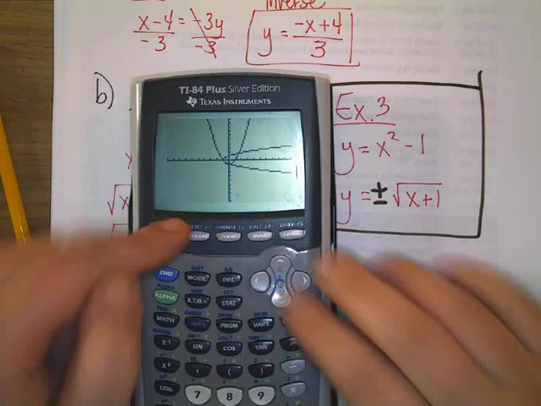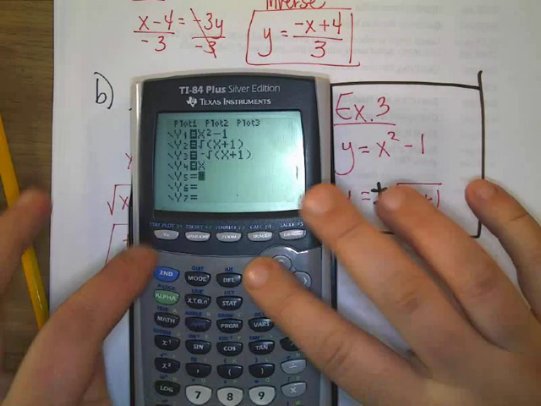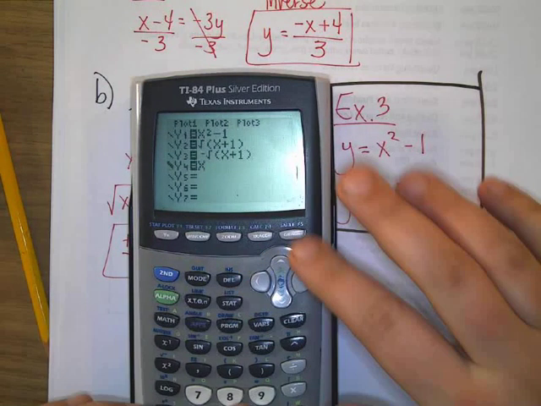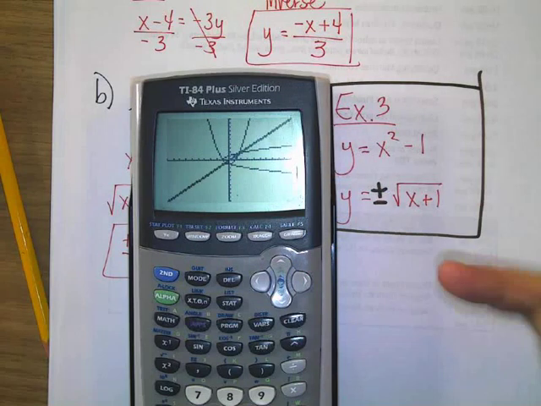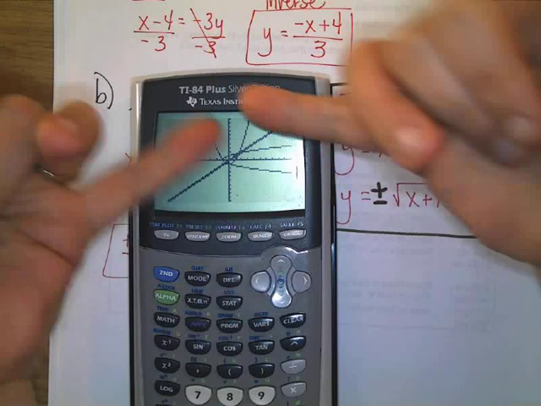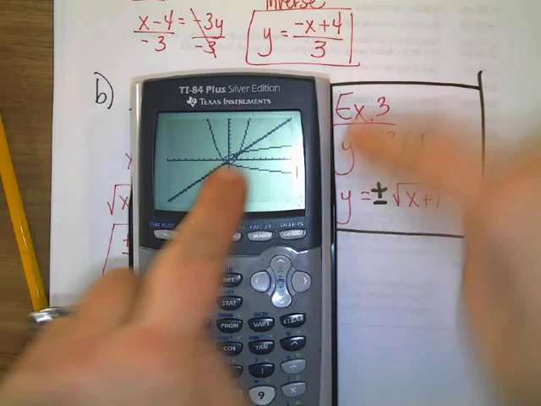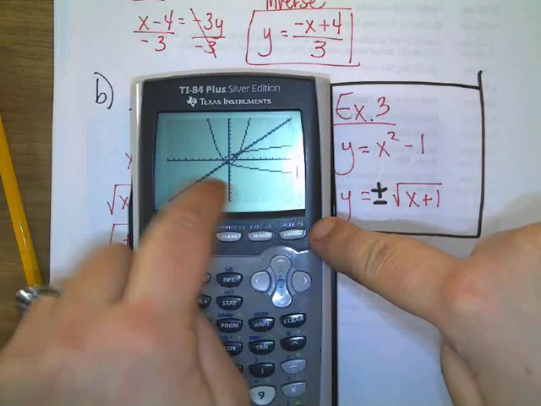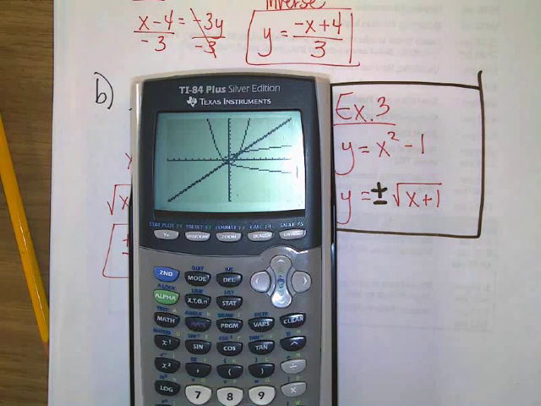Now I'm going to do something else. You don't have to do this. Do you see that line? I just put in the line y equals x. If you imagine taking this one and reflecting it, guess where it lands? It lands exactly where the other one is that we just graphed. It's just reflected over that line.